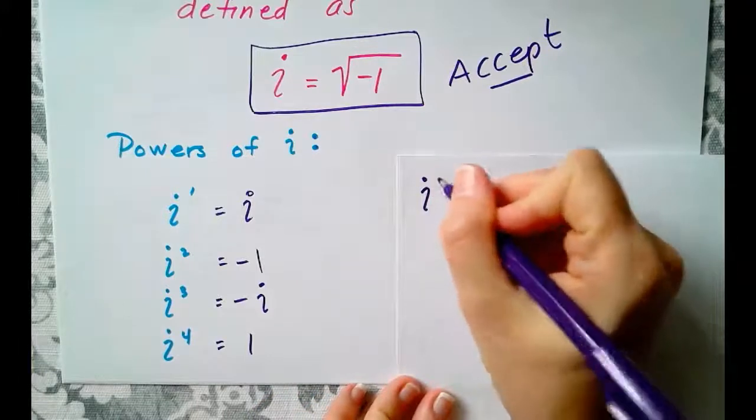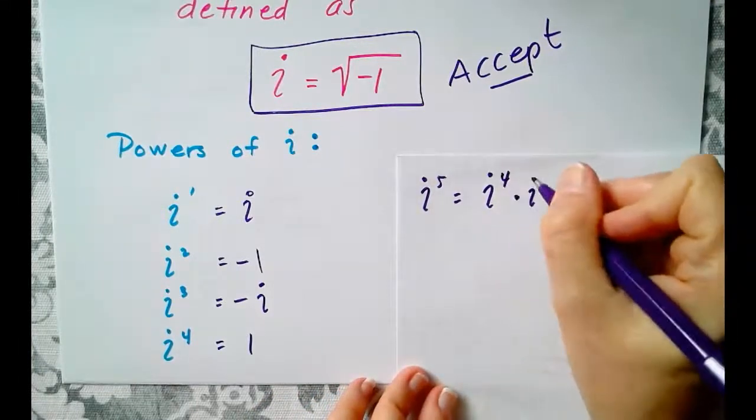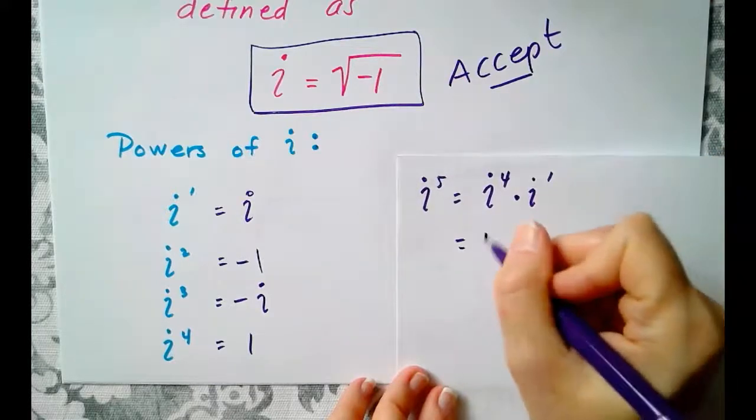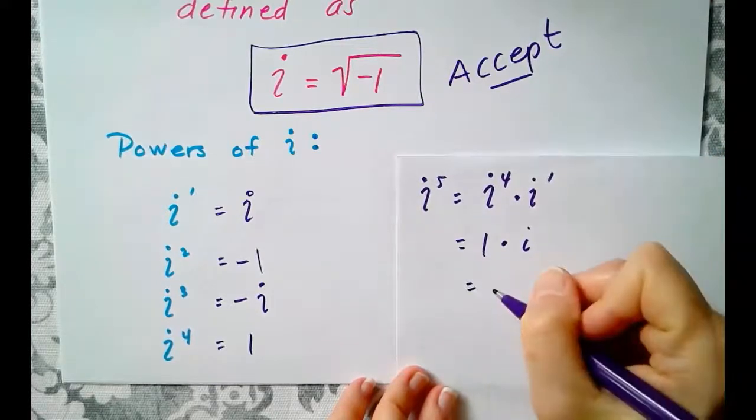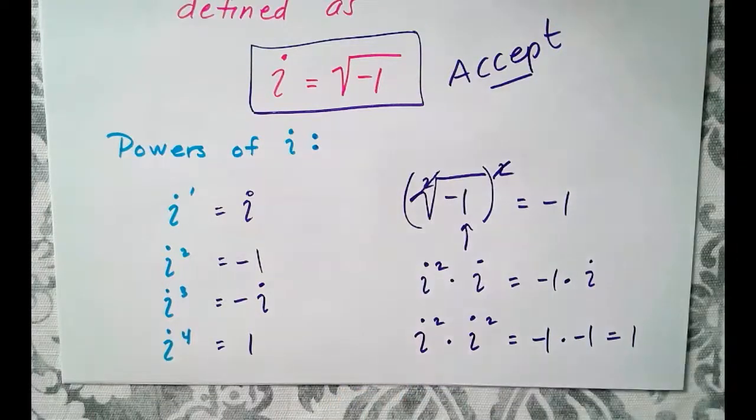So if we looked at i to the fifth, it would simply be i to the fourth times i to the first, which would be 1 times i, which would just be i. So we can do every subsequent power of i in the same way. I'll show you one more.